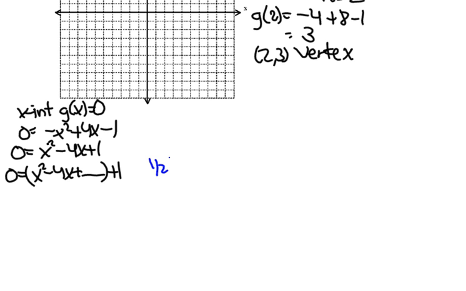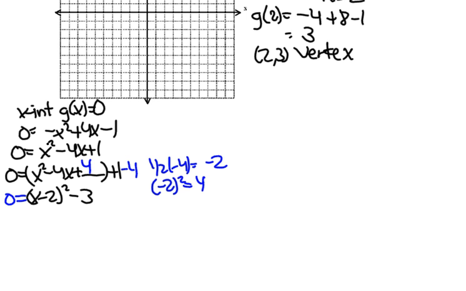What am I going to do with completing the square? Half of negative 4 is negative 2, and negative 2 squared is 4. So here I'm going to add 4, and on the outside, I'm going to subtract 4. Remember, 4 minus 4 is 0, so that's not going to change my equation. Now x squared minus 4x plus 4 factors as (x minus 2) squared, and 1 minus 4 is negative 3. Now I should be able to solve for this. So add 3, take the square root of both sides, and add 2.